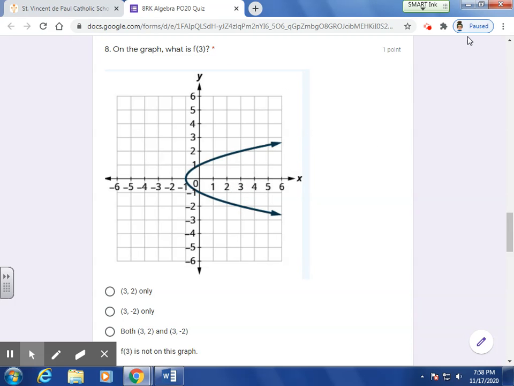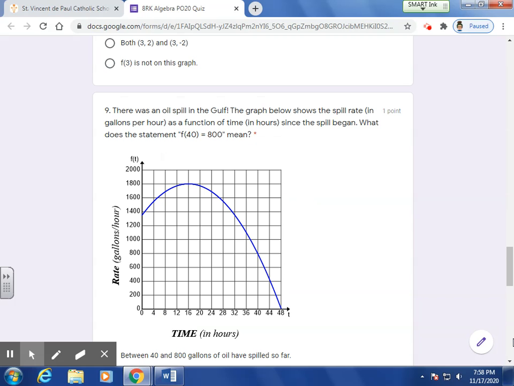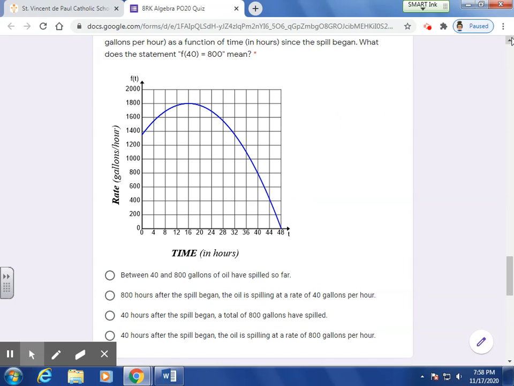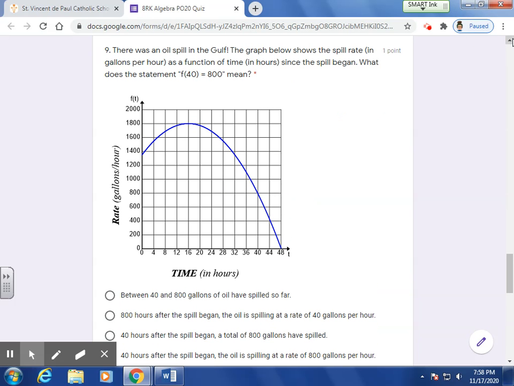Now we get to some more contextual things. Okay. There's an oil spill in the Gulf. Oh my! Maybe you saw it on the news. Oil spill. The graph below shows the spill rate in gallons per hour as a function of time since the spill began. What does the statement f of 40 equals 800 mean?